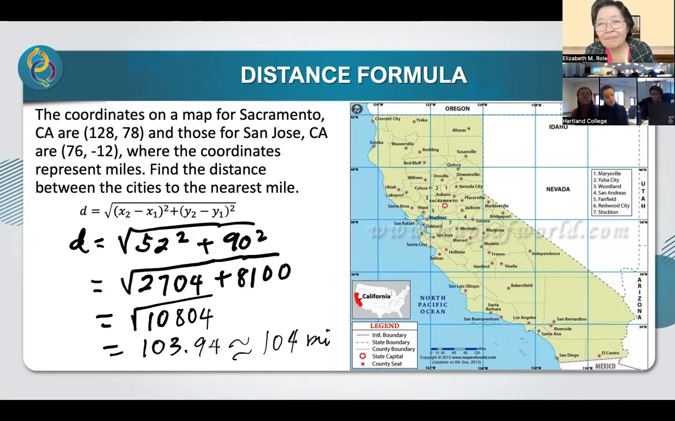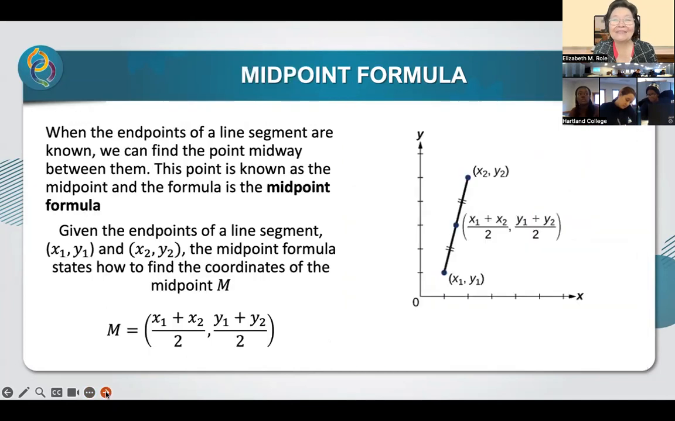So that's one application of our rectangular coordinate system. It's used in mapping and looking for distances. That is the distance formula. Another one, because we will be using some of these in our problem solving when we want real world applications, is the midpoint formula.